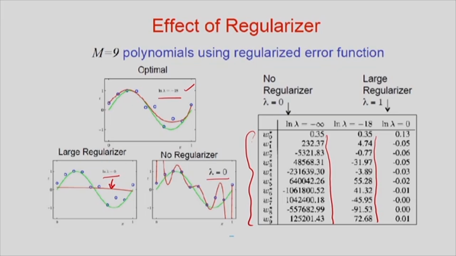So move to the next slide. In this case you can see that lambda controls the complexity of the model. So what is the impact?